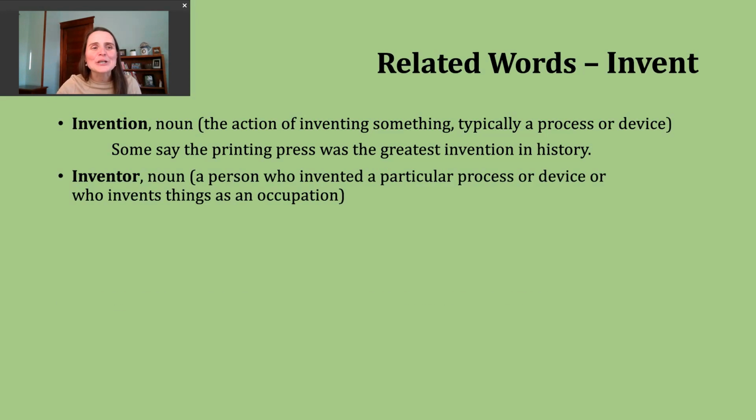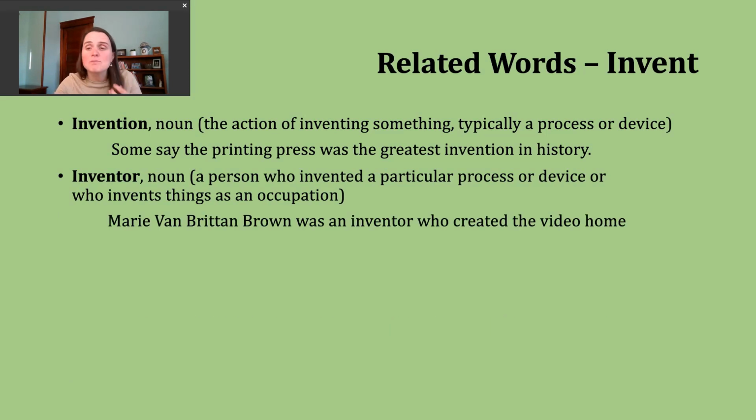Let's take another word. The next word is the noun inventor. You see that OR suffix? That's going to tell us it's a person who maybe has invented some type of process or a device. It could even be a person whose job it is to constantly create new things. An example of this might be, Marie Van Brittan Brown was an inventor who created the video home security system.